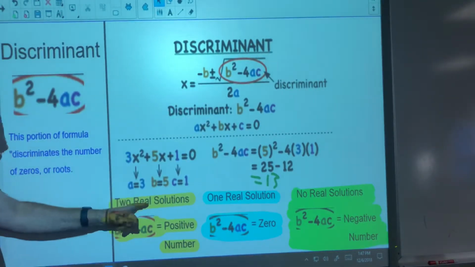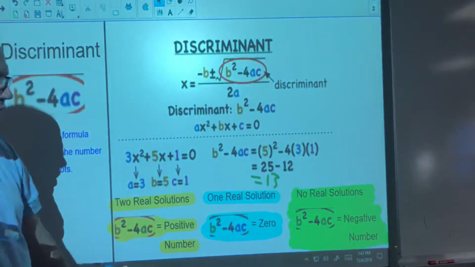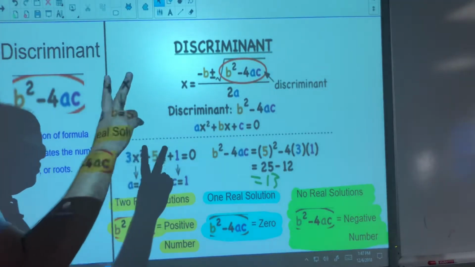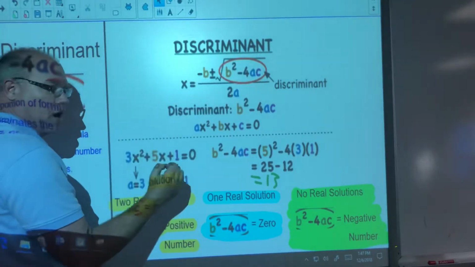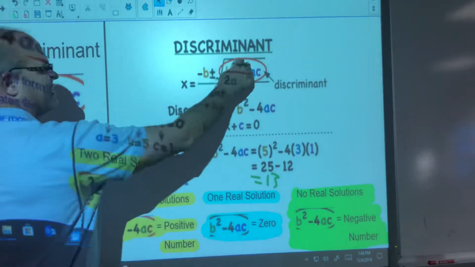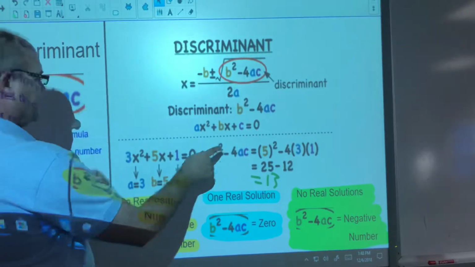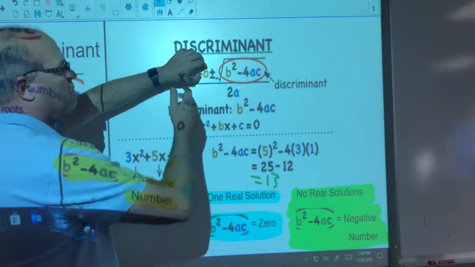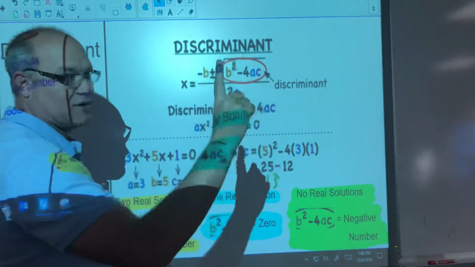So we'll have two real solutions if the discriminant is a number bigger than 0, so it's a positive number. If b squared minus 4ac is positive, we have two solutions. If it comes out to be 0 inside here, so the discriminant is 0, then you're going to have one real solution. That makes sense. If this is 0, the square root of 0 is 0, so you have something for b, say 5, plus or minus 0. Well, that's just 5. Then you divide, and it'll be one solution.